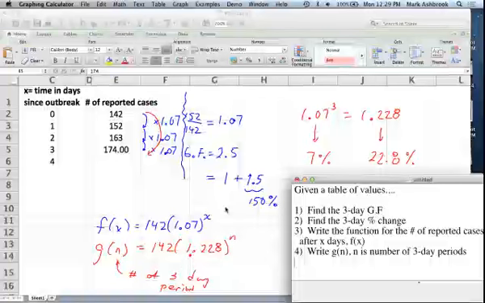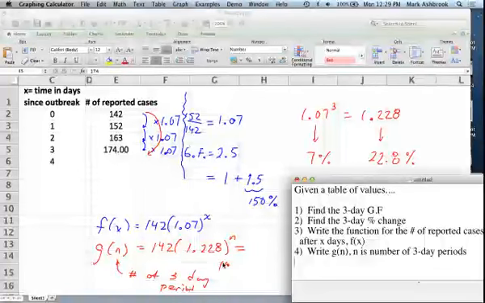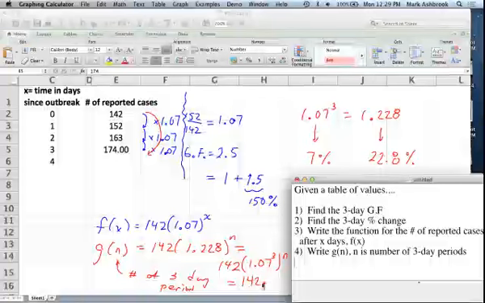Okay, so there's another way. Where did that 1.228 come from? Yeah, so let's rewrite it that way. We can rewrite this 3-day function with the 1-day growth factor as 1.07 to the what? 3n. Okay, so there's another way to write this. g of n is our 3-day function, meaning every input represents a period of 3 days, but here I'm representing it with a 1-day growth factor. And all 3 are the same: 1.228 to the n, 1.07 cubed to the n, and 1.07 to the 3n all give the number of cases after n 3-day periods.